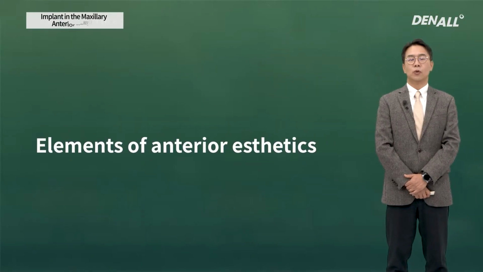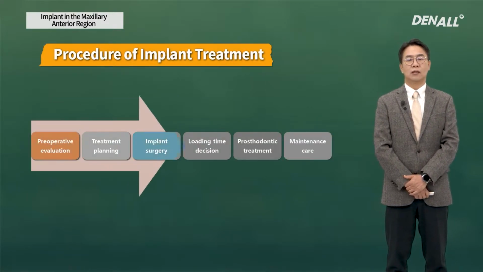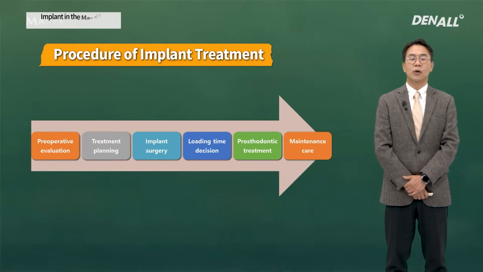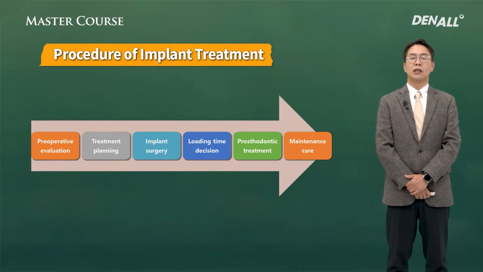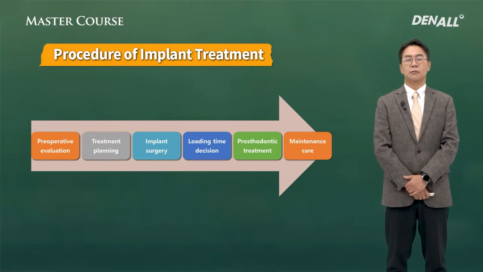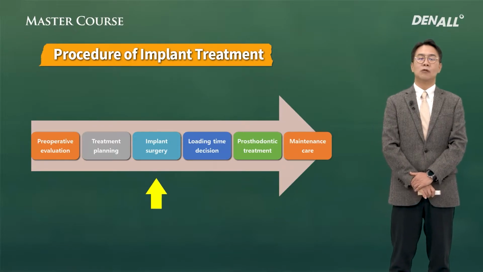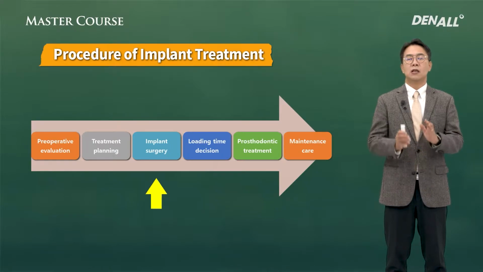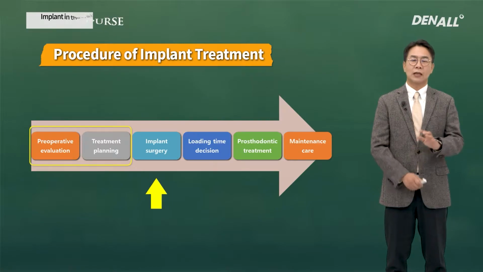First, elements of implant. Procedure of implant treatment. First, pre-op evaluation and treatment planning, and then implant surgery and prosthetic treatment and maintenance care. In many cases, we are too much focused on implant surgery, and we are making too much effort focusing on that. However, there are determining factors for the surgery. The most important one is pre-op preparation.